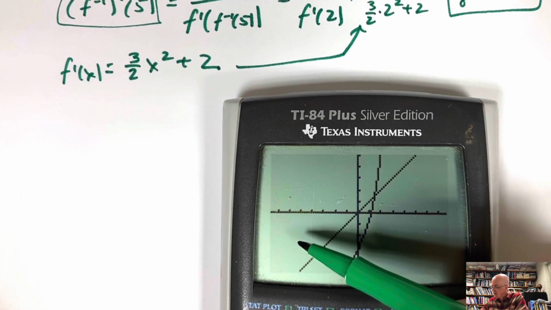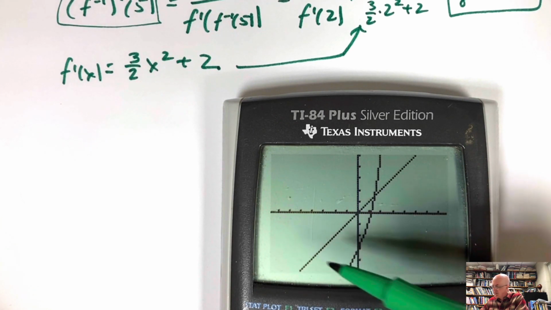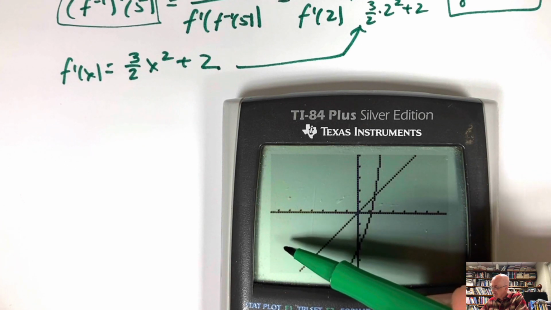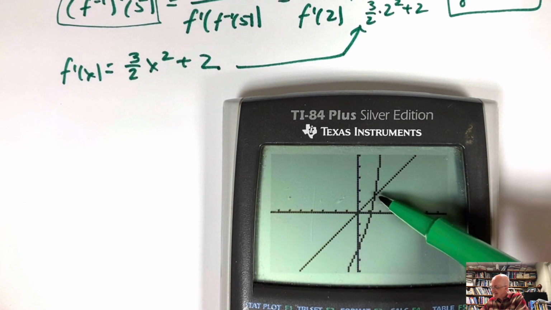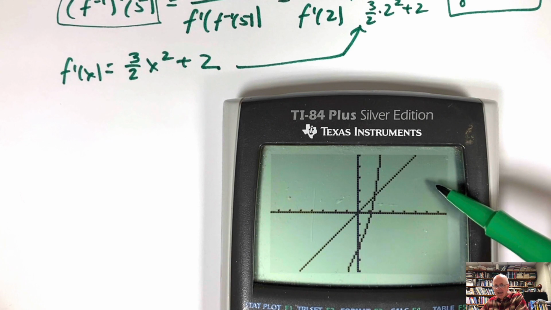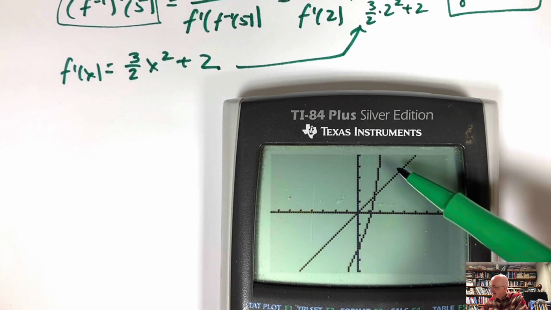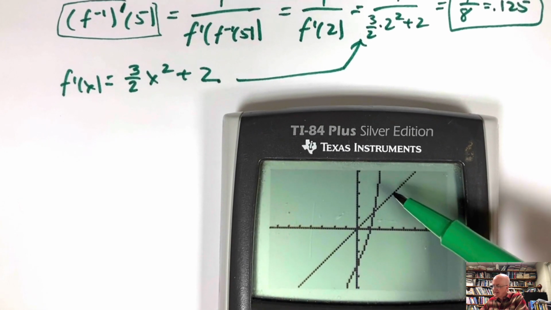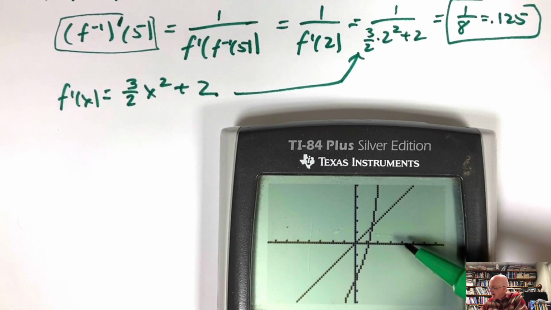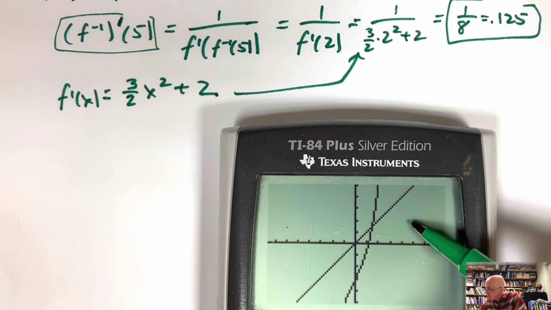I'll try to just draw it without touching my calculator. It would be the reflection across the line y equals x. It would look about like this. And this point is the point (2, 5). The point of interest is the point on the inverse graph, that's (5, 2). 1, 2, 3, 4, 5, and then up to right around here, there'd be a point on the graph looking about like that.